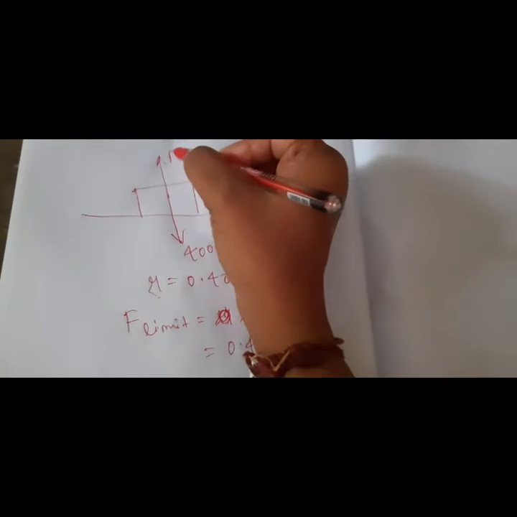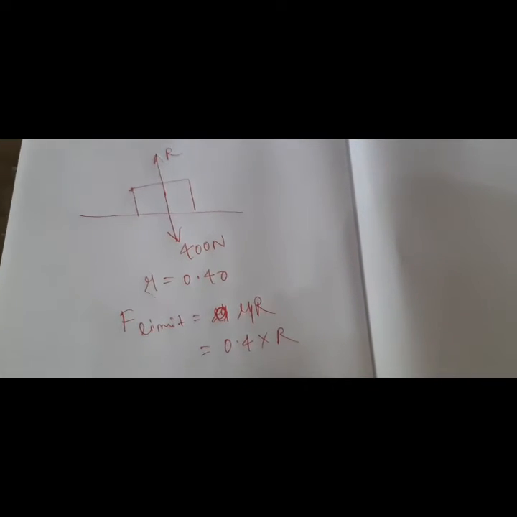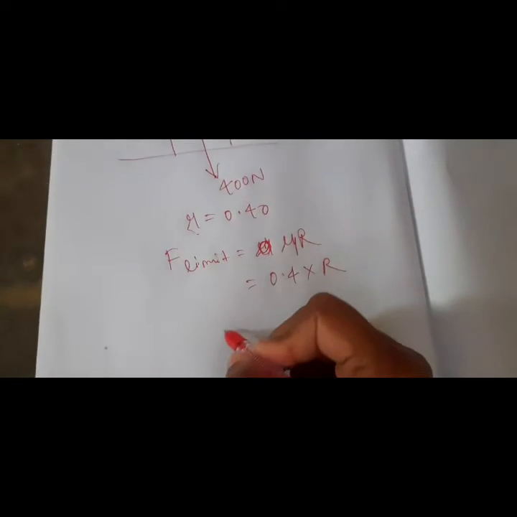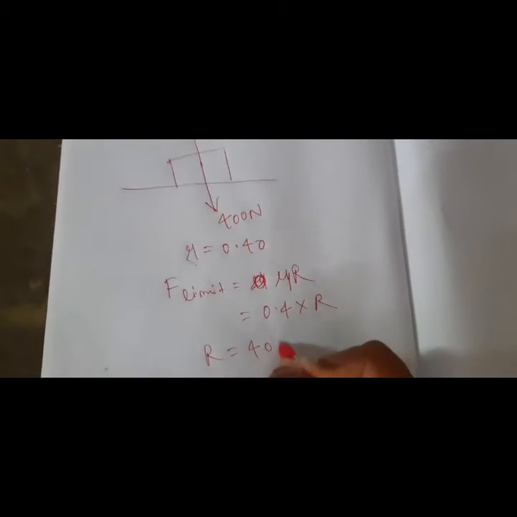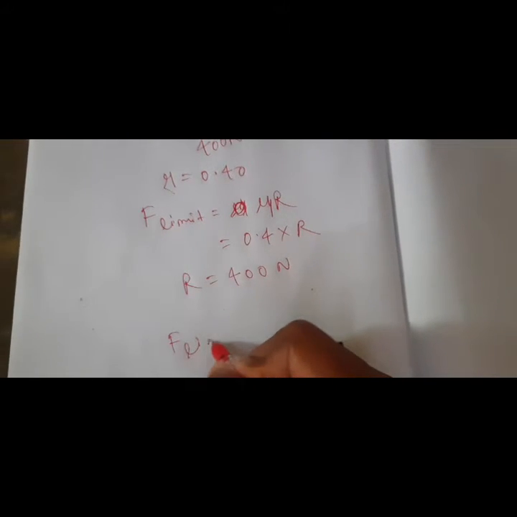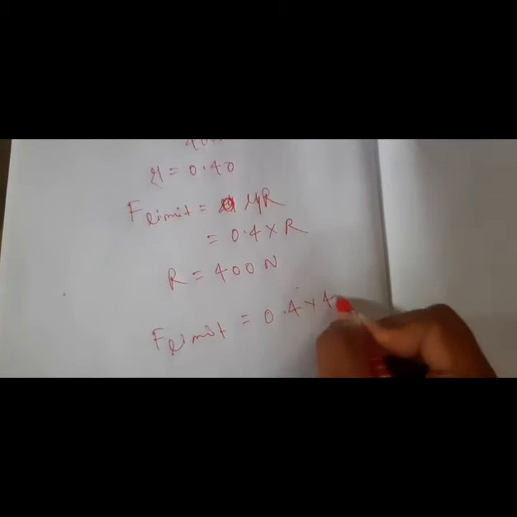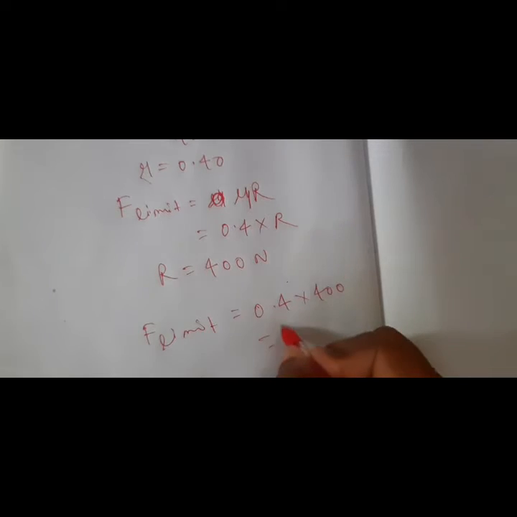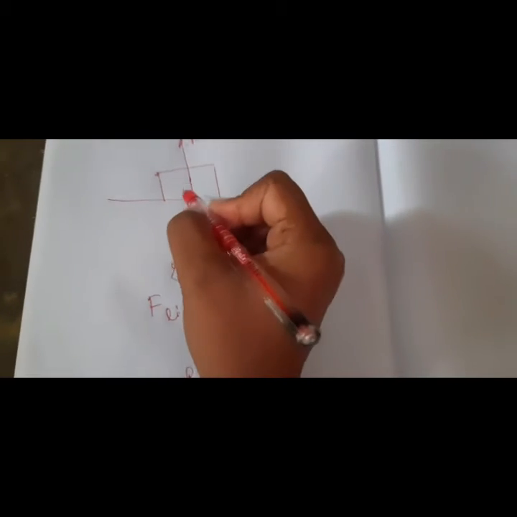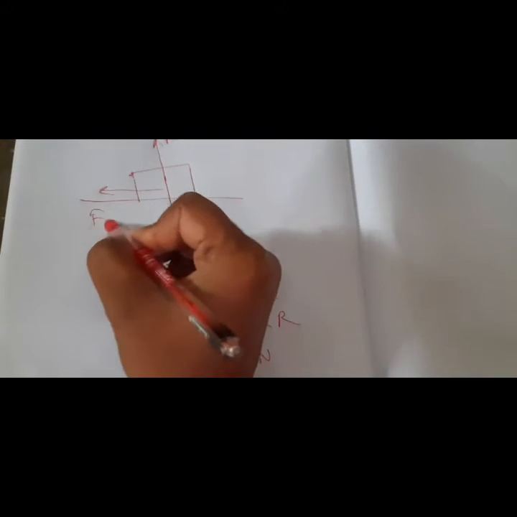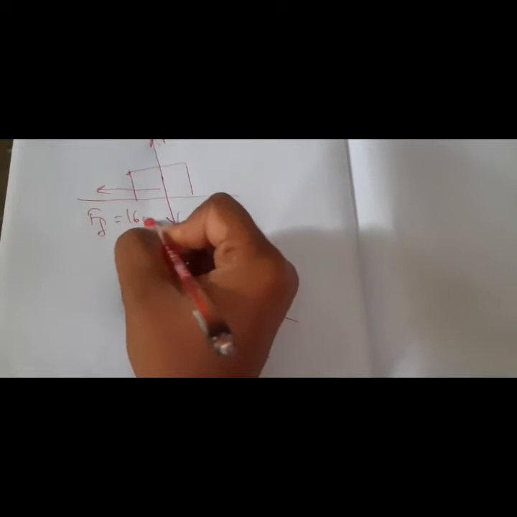So what will be the reactive force? We'll balance the vertical force. So R equal to weight, that is 400 Newton. So what is the value of limiting friction? F limit equal to 0.4 into 400, that is equal to 160 Newton. So this is the maximum value of frictional force. The limiting frictional force is 160 Newton.